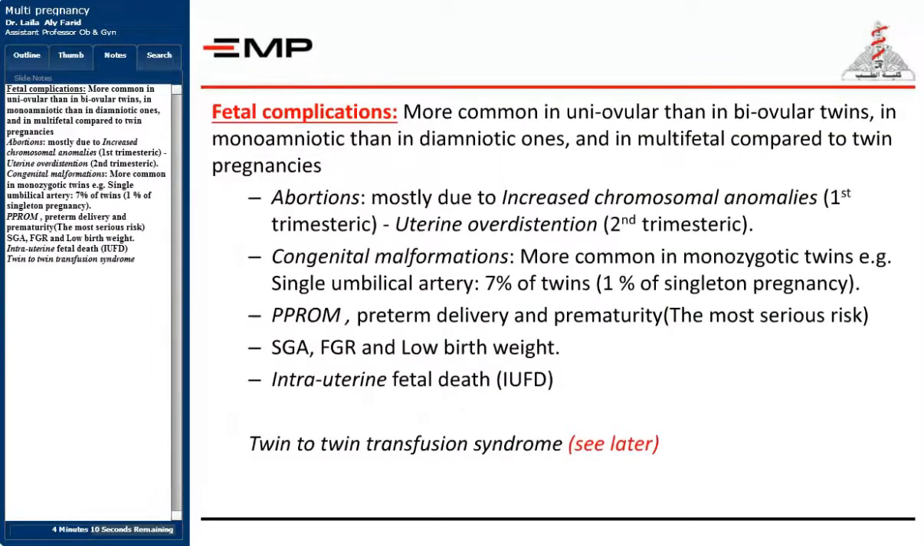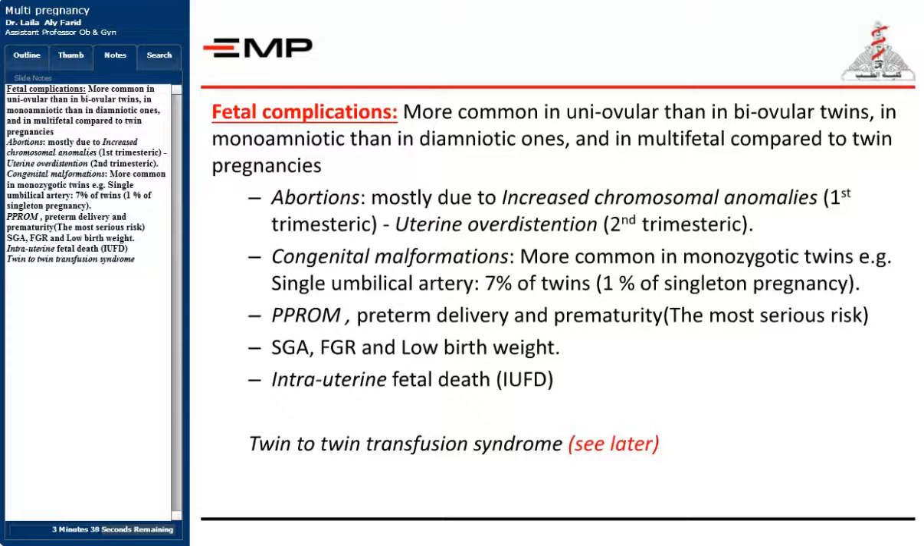Fetal complications are more common in uniovular than in biovular twins, in monoamniotic than in diamniotic ones, and in multifetal compared to twin pregnancies. Abortions, mostly due to increased chromosomal anomalies in the first trimester, and uterine overdistension in the second trimester. Congenital malformations, more common in monozygotic twins, for example single umbilical artery, 7% of twins, 1% of singleton pregnancy.